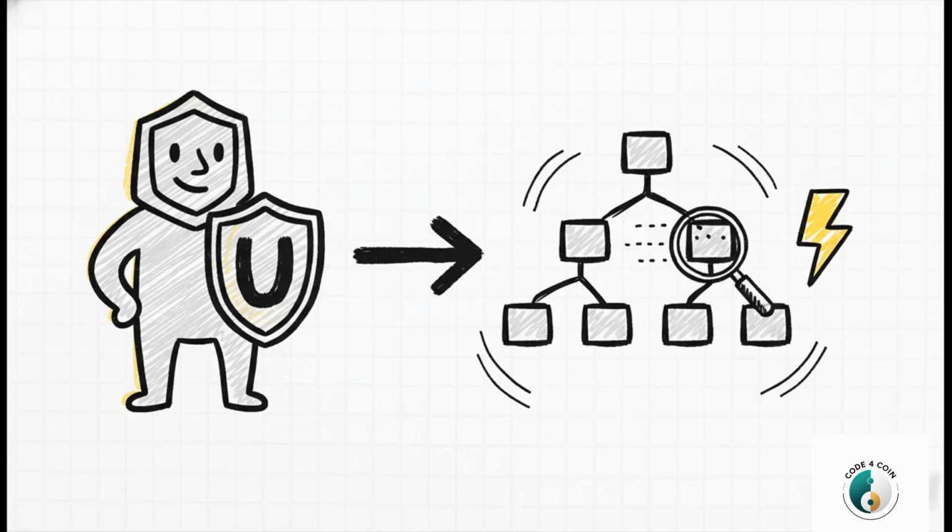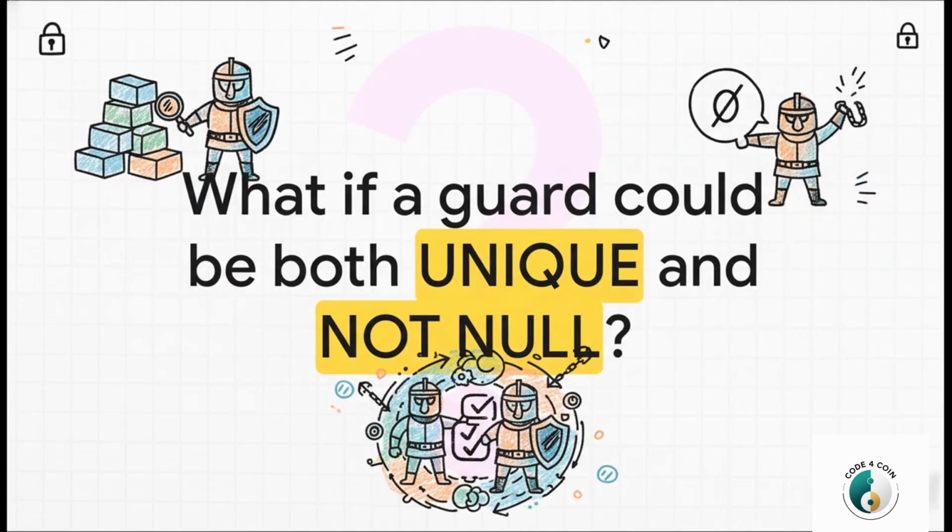When you add a unique constraint, you automatically get something called a B-tree index, which seriously speeds up how fast you can find data in that column. It's a security guard that moonlights as a performance coach. Okay, so we've got a guard that stops duplicates and another one that stops empty values.